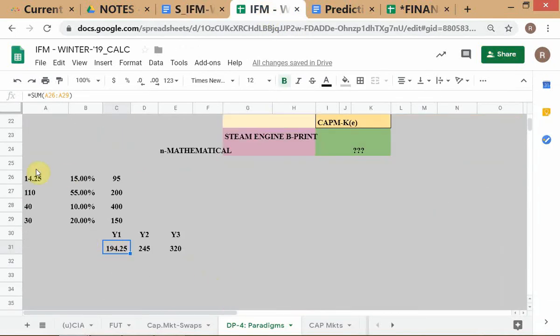Right now, why do I have all these probabilities? Because these are project returns, and I don't know what's going to happen. That's why I have to think in terms of probabilities, because it's uncertain.